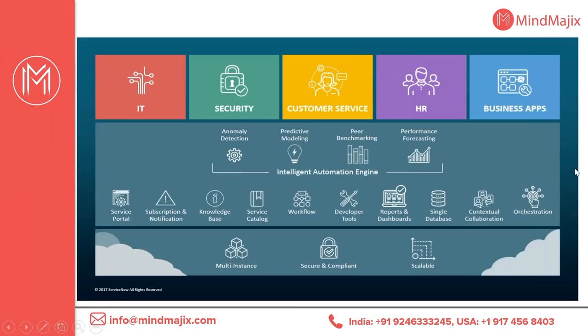This is a pictorial diagram and this is taken from the ServiceNow site itself, as you can see here. As I said to you, I guess from the New York release, that is just previous to this release, they are focusing on what is hot in the market. The things which are hot in the market are automation, machine learning, and AI, right? So they are leveling up their game and they have introduced an intelligent automation engine.